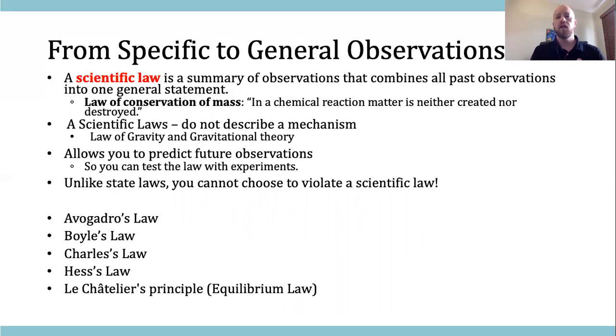A scientific law, as I said, is the summary of observations into a general statement. In chemistry, we work with a variety of laws: things like Avogadro's law, Boyle's law, Charles' law, Hess's law. These are mathematical equations that tell us what happens when we work with a phenomenon. Boyle's law looks at the relationship of pressure and volume of gases. It is a mathematical expression.